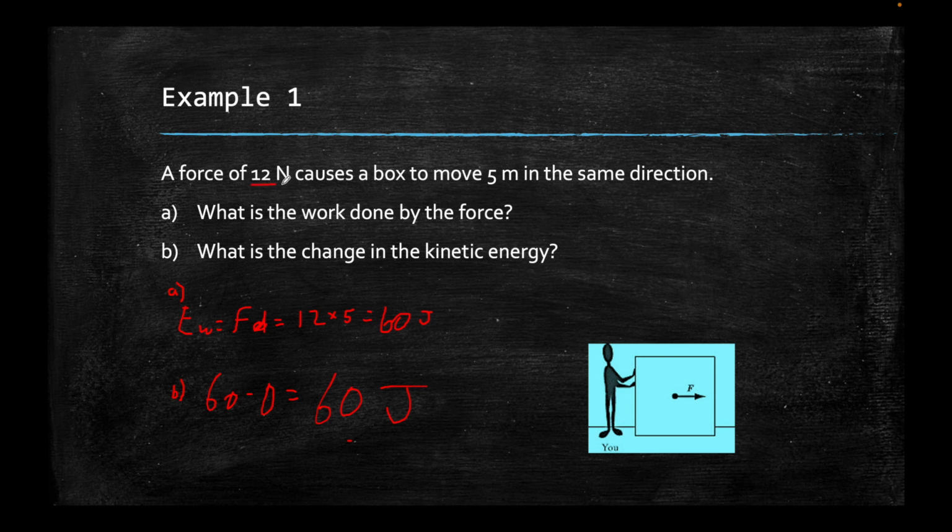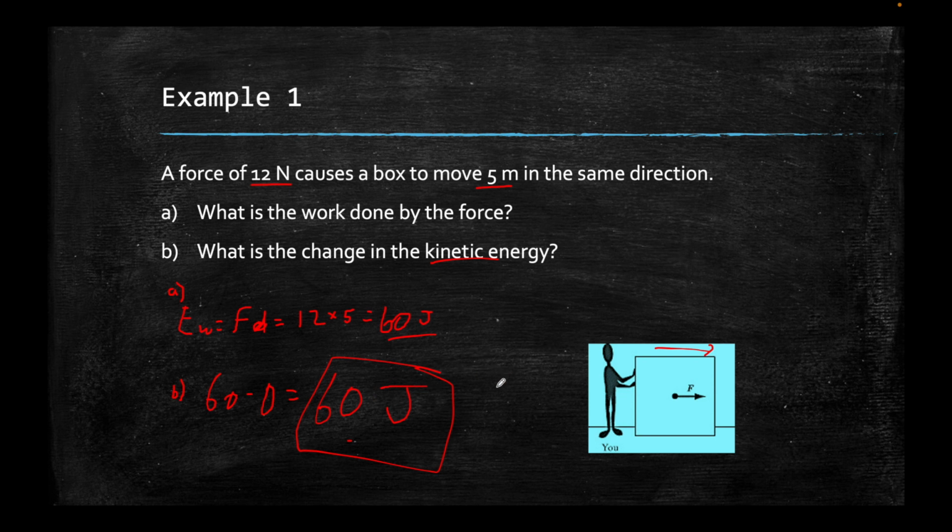Here's another example to find the work done and the change in kinetic energy. So we have a force of 12 newtons. It makes a box move 5 meters. So we can assume the box was just standing and I've decided to move it 5 meters. To find the work done is force times distance, which is equal to 12 times 5, and that's 60 joules. And it says the change in kinetic energy. Well, the starting kinetic energy was 0. The final would have been 60. So you do 60 minus 0, which is 60 joules, essentially meaning the work done being 60, that is my kinetic energy of 60.